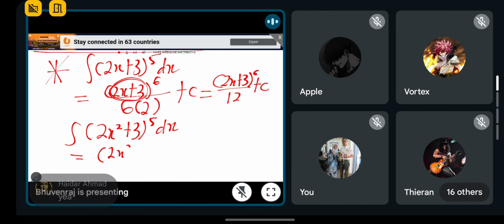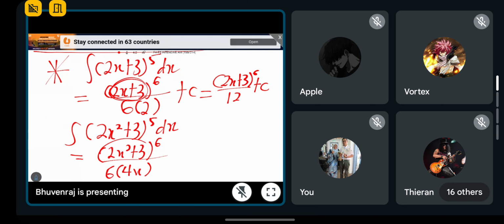So again, you apply the same concept. You plus the power by 1, divide by the power, and then differentiate the content. You will get 4x, and then remember plus C. So this is your answer. That's all. Just straight away add the power and then like this. So this is what you all will get. Whatever the power, you apply the same concept. Okay guys, do you all understand?